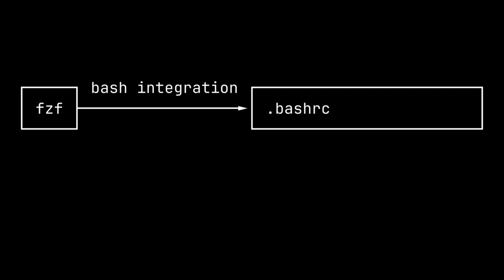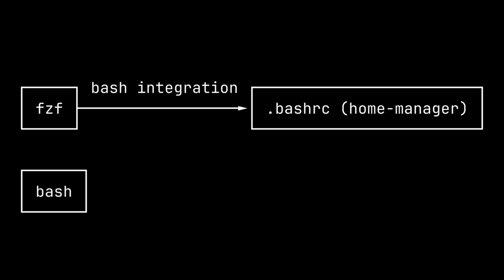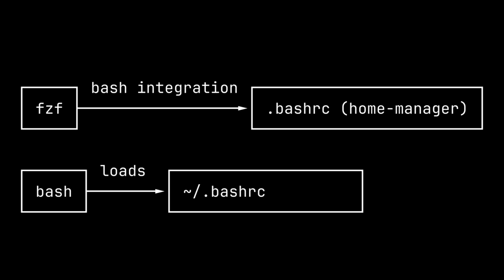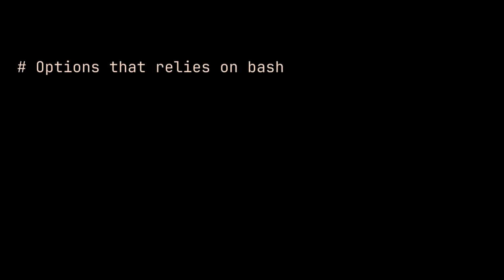This happens because bash integration for FZF is added to the bashrc file generated by Home Manager, and we expect our bash shell to load that bashrc file, but in reality, it loads the existing bashrc file from our home directory. In my case, it was the default bashrc file that comes with Ubuntu. You will likely encounter the same issue if some of your options rely on bashrc in some way.